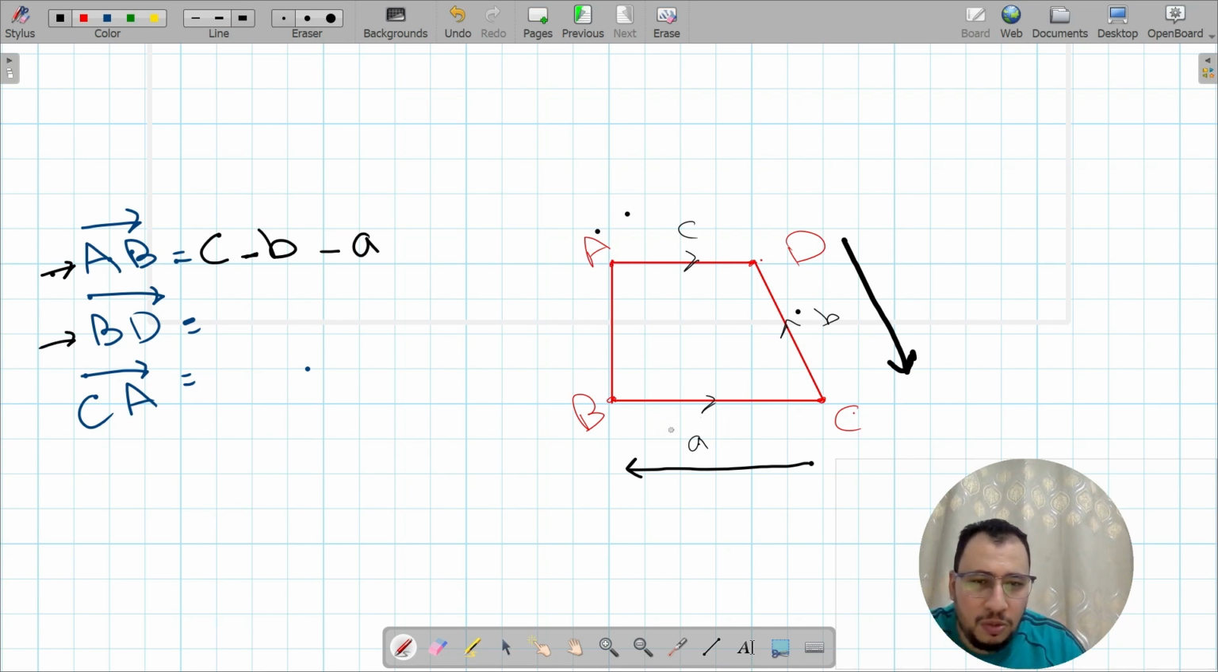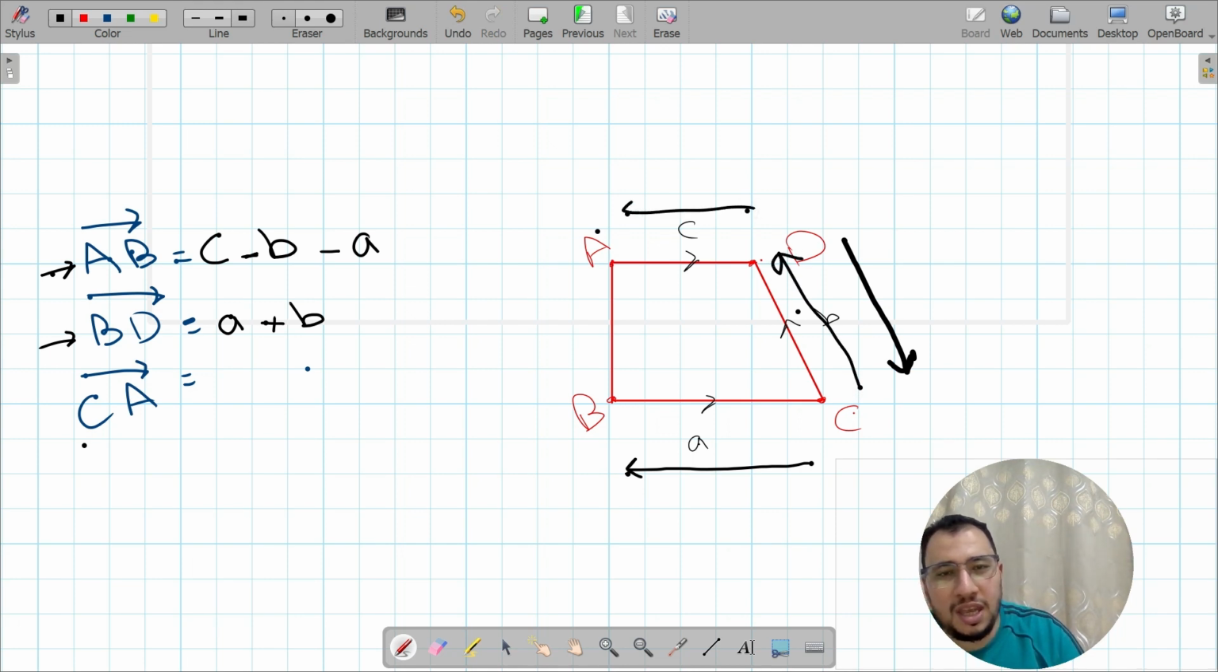Find BD. So BD, I am going here, then there. I'm moving from B to D. Okay, so it's going to be in the same direction of A and also the same direction of B. So positive B. Okay, CA. How can I find CA? CA, we are going in this direction, then here. The first one is the same direction as B, so we're going to write B. And here, this is the opposite direction of C. As you can see, the arrow is here. We are in the opposite direction, so this is negative C.